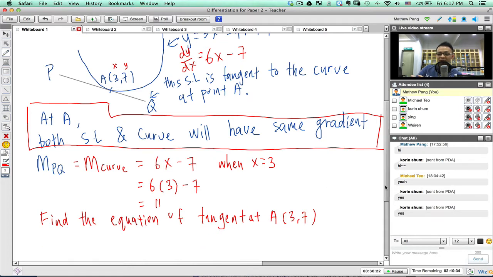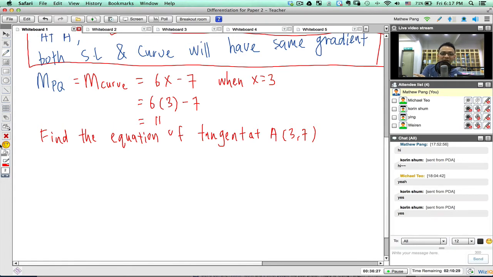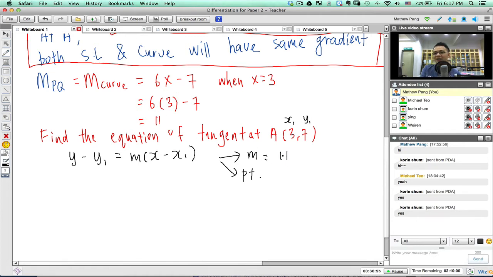So if you want to find this equation, you need to substitute into the equation formula. What is the equation formula over here? We learned in coordinate geometry: y minus y1 equals m times x minus x1. We must have two pieces of information in order to use this formula. First, we must have the gradient. Second, we must have the point. Now we have the point A (3, 7), which gives x1 and y1, and I have the gradient also. The gradient is 11. Then I can easily find the equation.